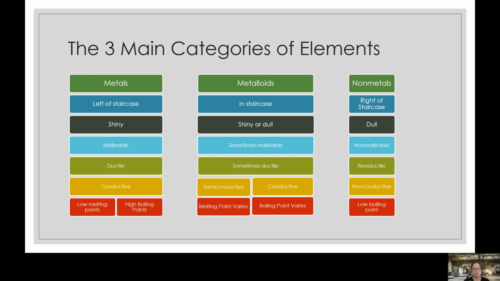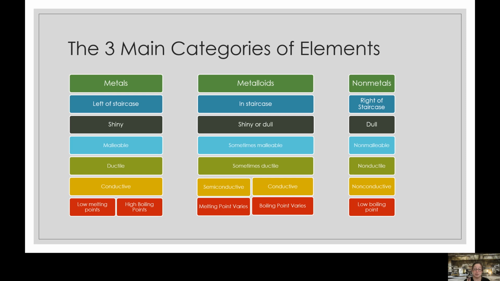Nonmetals are on the right-hand side of the staircase. Instead of being shiny, they're very dull. You can't hammer them into sheets or change their shape by hitting them without breaking them. They're very brittle. They're not ductile, meaning you can't draw them into wires. They're not conductive. They have very low boiling points and fairly low melting points.